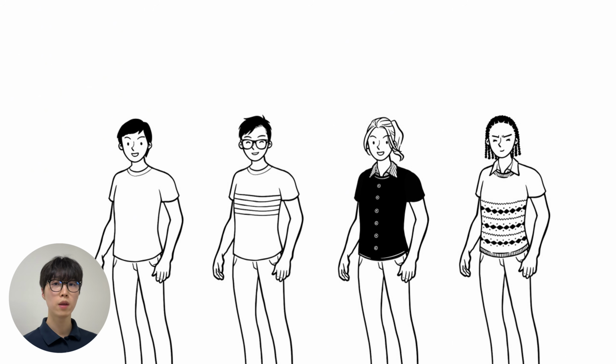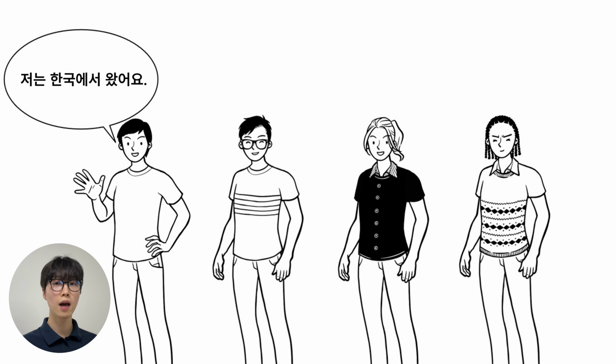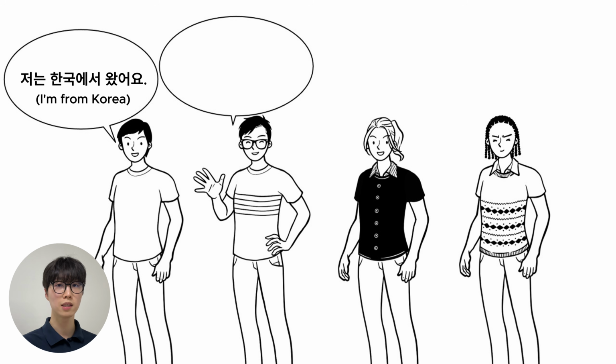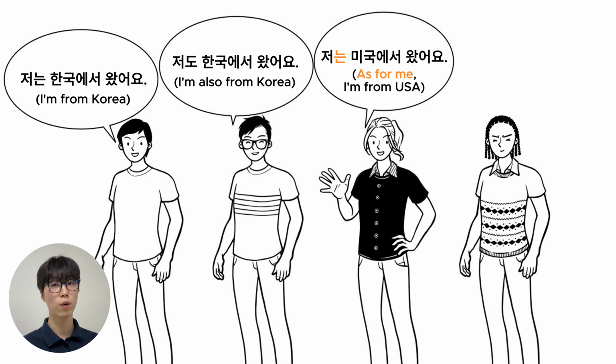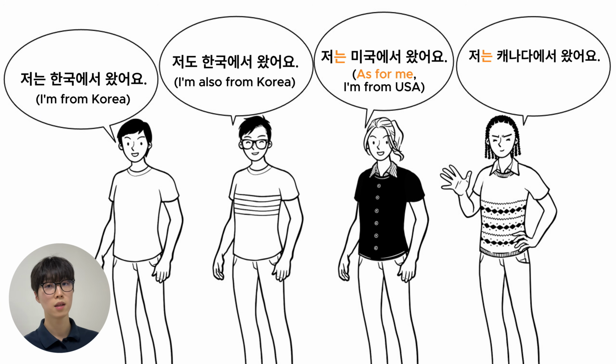Let's look at another example. Let's say there are four people. The first person says, 저는 한국에서 왔어요. I'm from Korea. The second person says, 저도 한국에서 왔어요. I'm also from Korea. The third person says, 저는 미국에서 왔어요. As for me, I'm from the USA. And then the fourth person, he says, 저는 캐나다에서 왔어요. As for me, I'm from Canada.